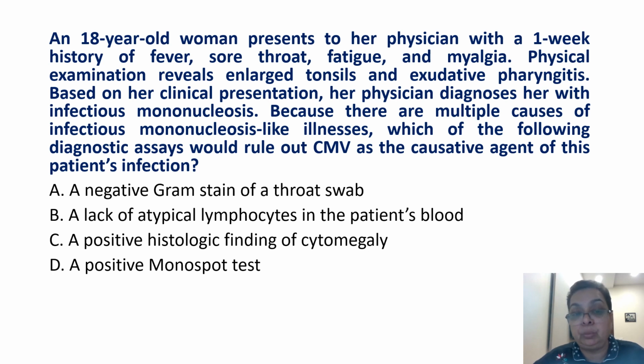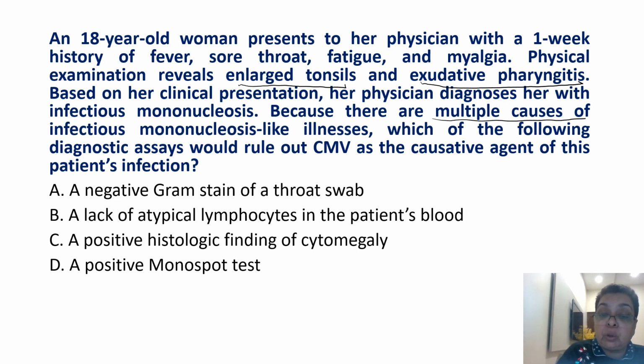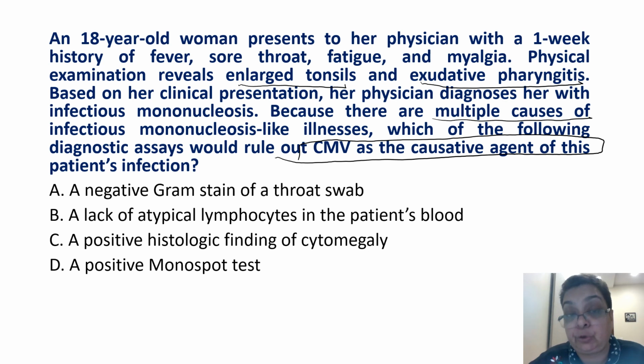An 18-year-old woman presents to her physician with a 1-week history of fever, sore throat, fatigue, and myalgia. Physical examination revealed enlarged tonsils and exudative pharyngitis. Based on her clinical presentation, her physician diagnoses her with infectious mononucleosis. Because there are multiple causes of infectious mononucleosis-like illness, which of the following diagnostic assays would rule out CMV as the causative agent of this patient's infection?